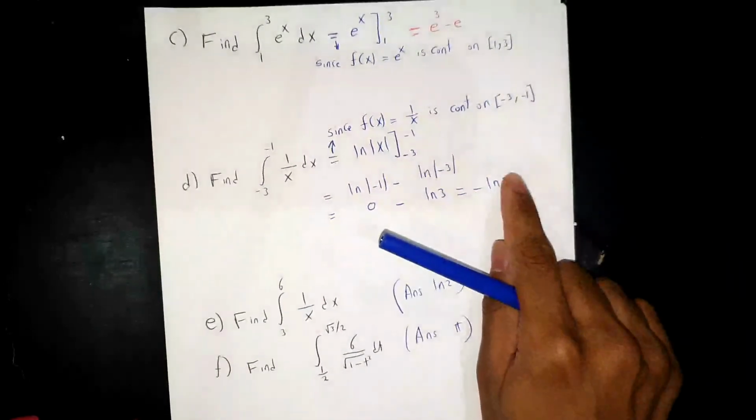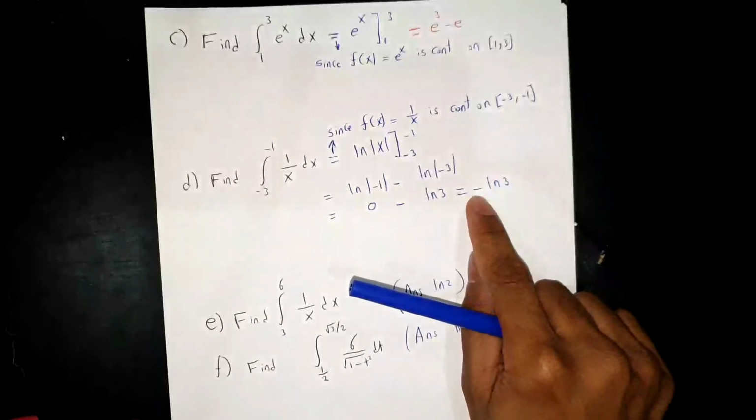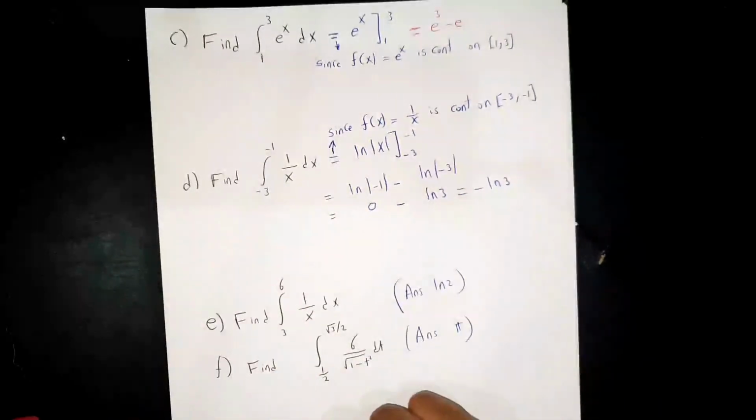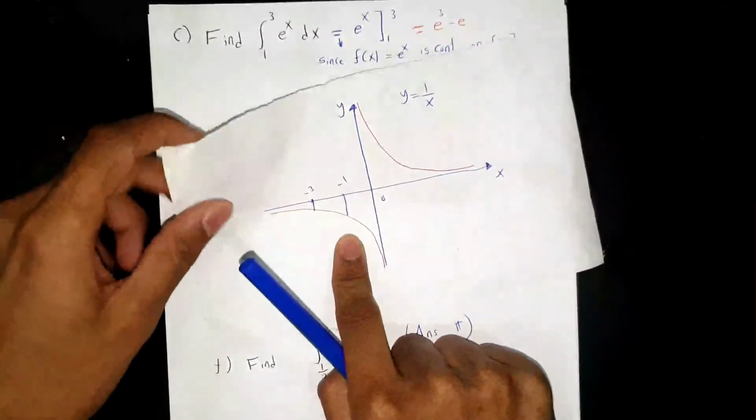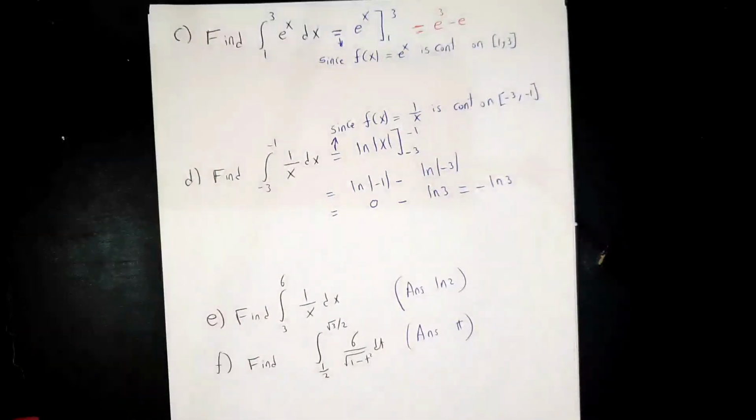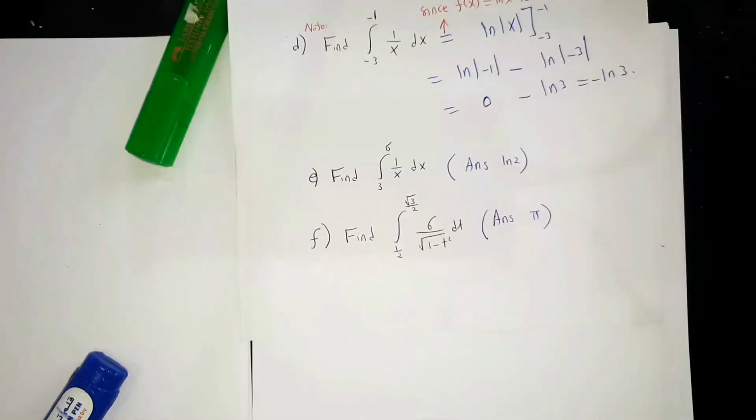Notice that we get a negative number here, and that is fine. Why? Because the integral will represent the net area. Maybe we can see it clearly from here. The function f of x is below the x-axis. For sure, this integral will be negative. Part E and F, please try them.